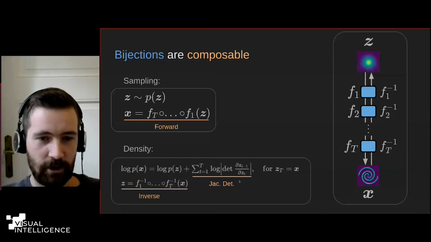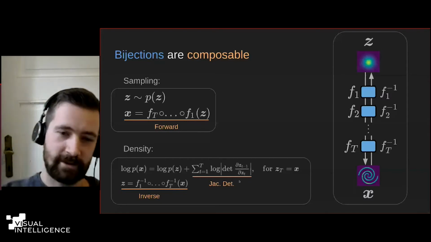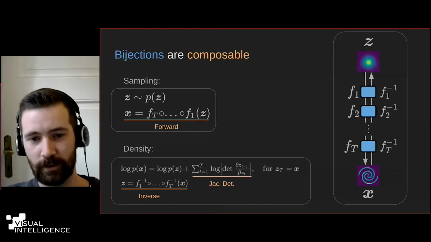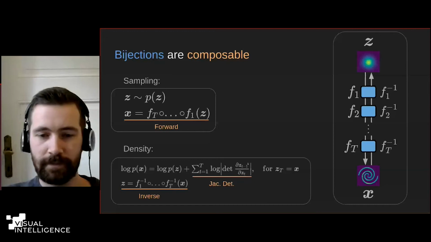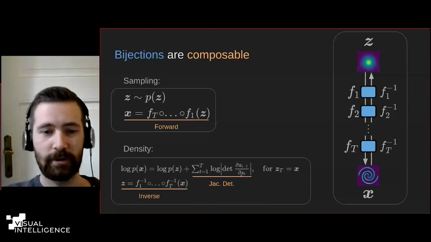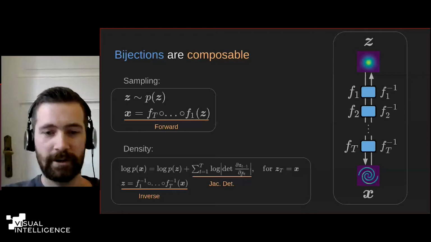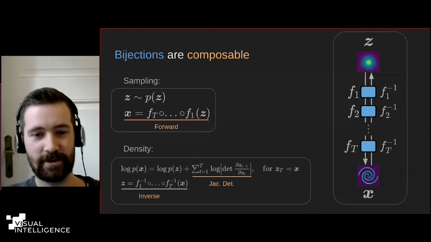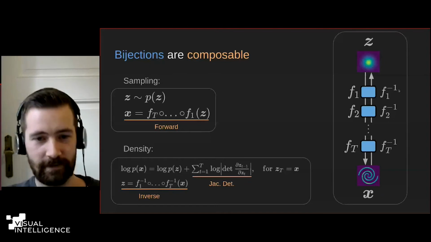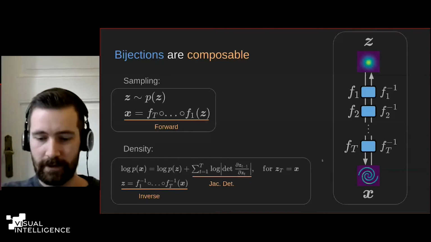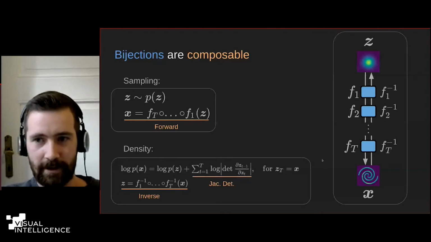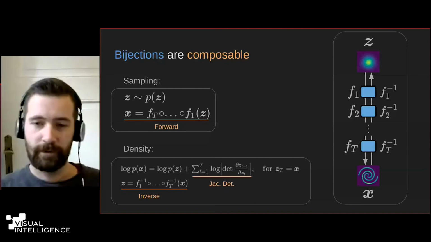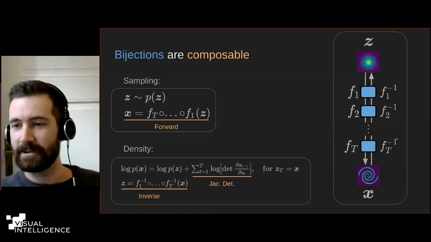And the Jacobian determinant also decomposes like this, because essentially you have the chain rule of calculus for all these derivatives in here. And then because the determinant of A times B is the determinant of A times the determinant of B and so on, it decomposes very nicely like this. So you can essentially just sum up the Jacobian determinants for each of these layers. So that's very nice.